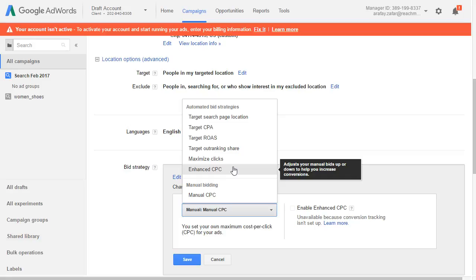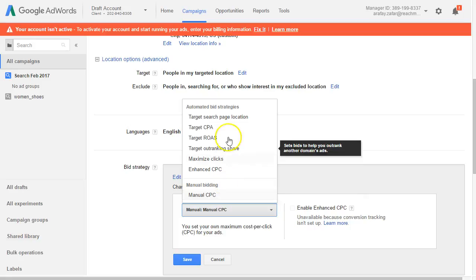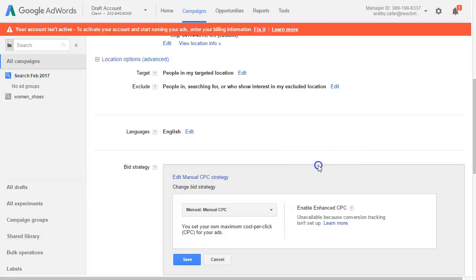You want to use the manual cost per click option because you want to keep control of your bids in your own hands, so that whatever decision you make you can actually take responsibility and then, of course, make decisions that will help you get a higher ROI than your competitors, which is not possible, by the way, in any of these automated bid strategies, especially when your competitors are also using the same strategy.